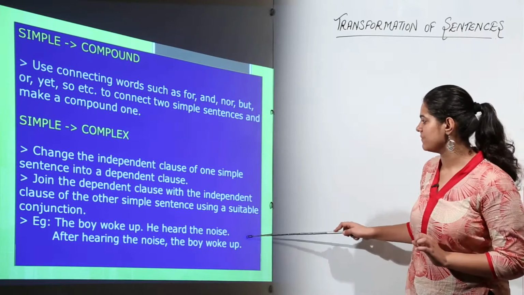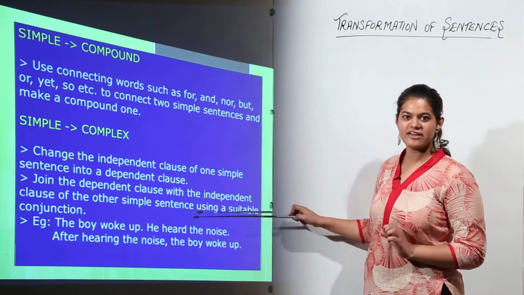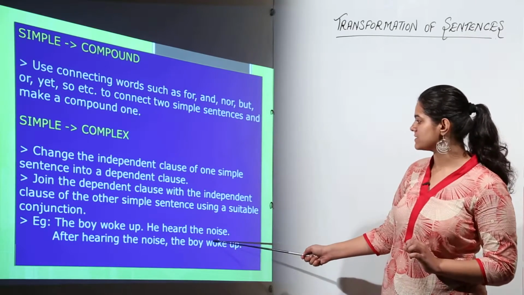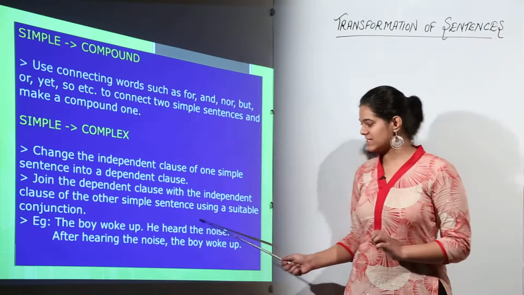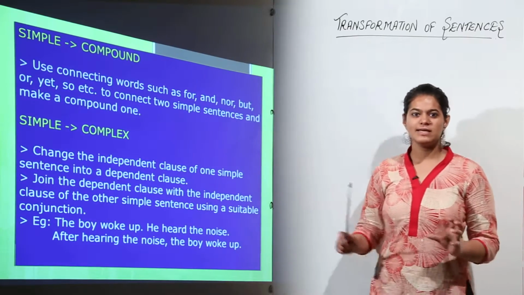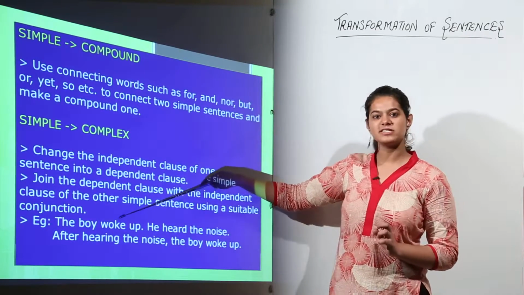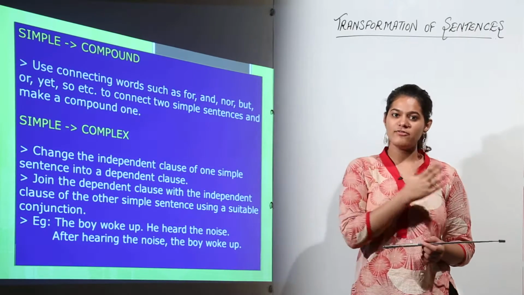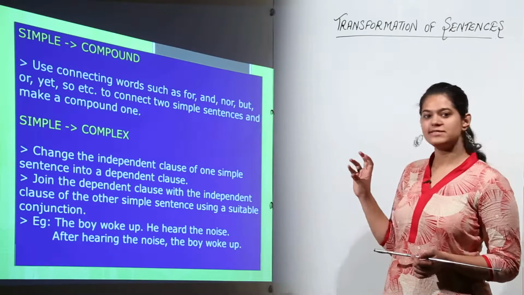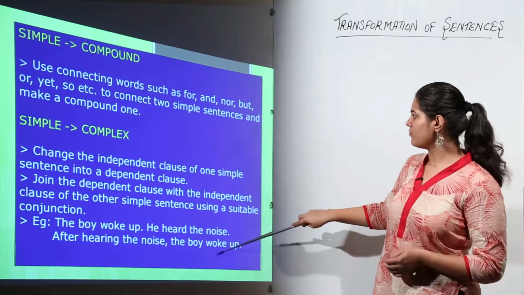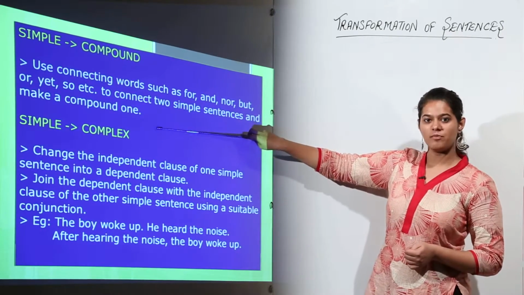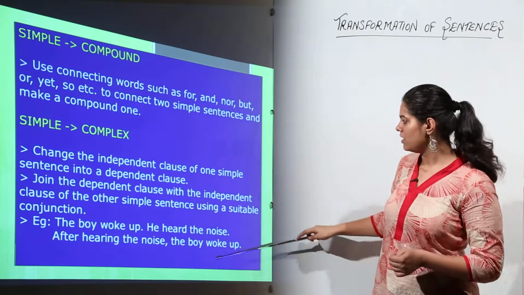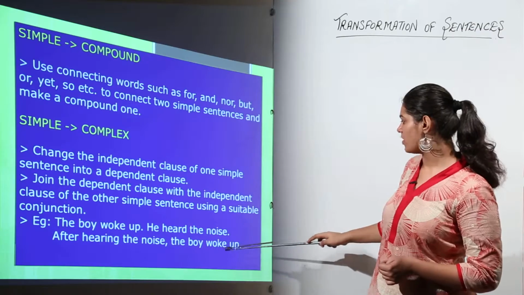Let us look at the example. The two simple sentences that have been given to us are, the boy woke up, he heard the noise, right? The second sentence is actually a continuation of the first independent clause. In simple form they are written as independent sentences, but when we put them together in complex form, we make the second sentence the dependent clause. So, after hearing the noise, the boy woke up.